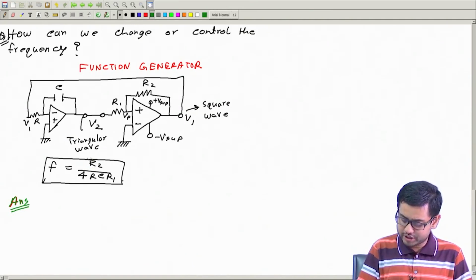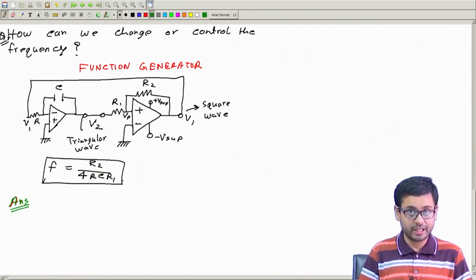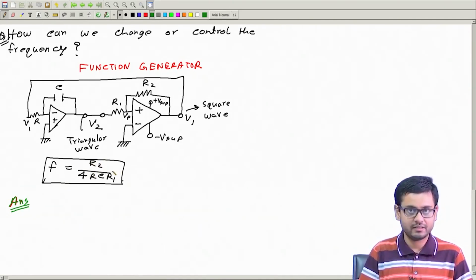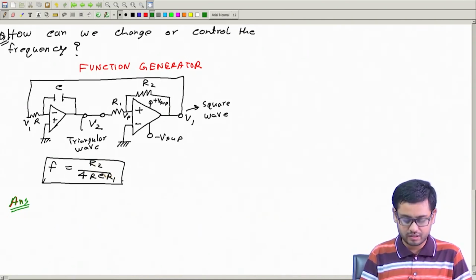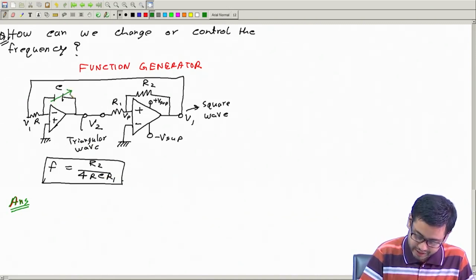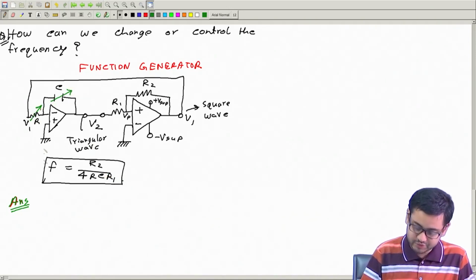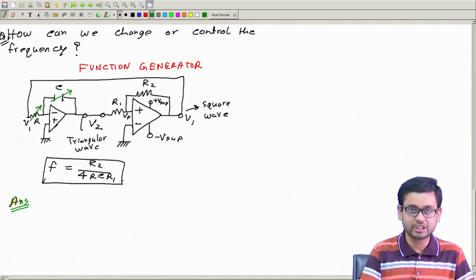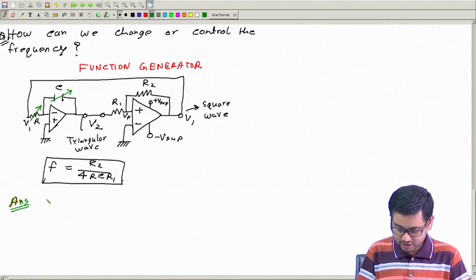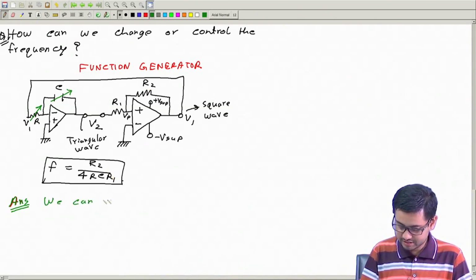So this is the expression of frequency. That means we can change any of R2, R1, RC, and all of them will change the frequency. So we can make this variable, similarly we can make this or this variable, and all of them will change frequency.